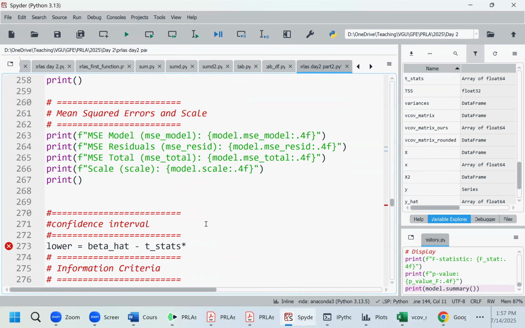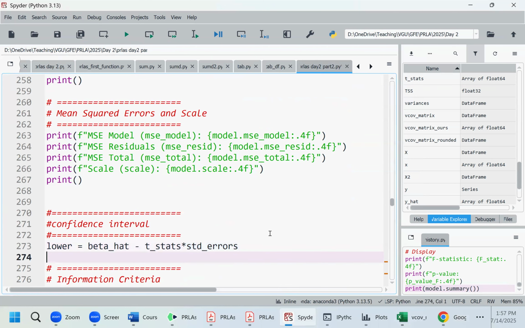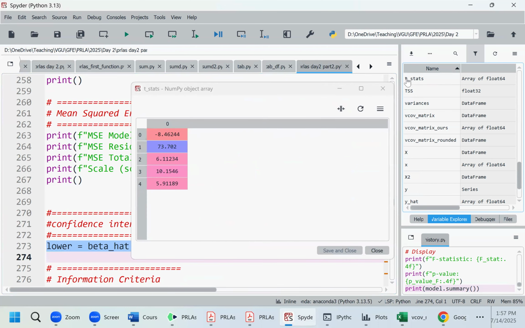All ingredients that we need. So it will be this one. Is that right? Okay. And the upper would be it. Would it work? Now, in order to check if it works or not, you have to check if the t-stat is an array, right? Yes, that's good. That's okay.